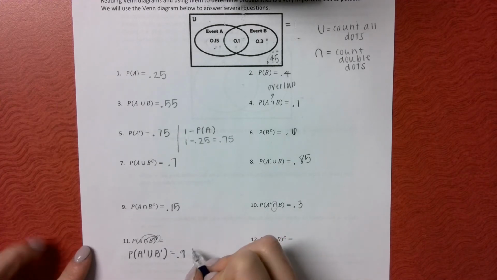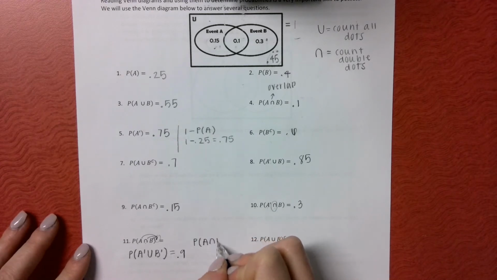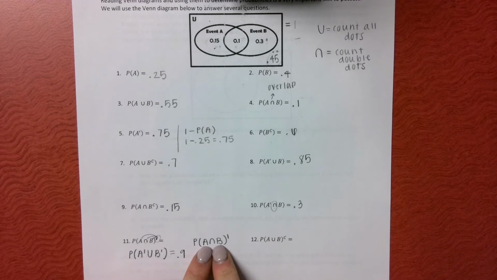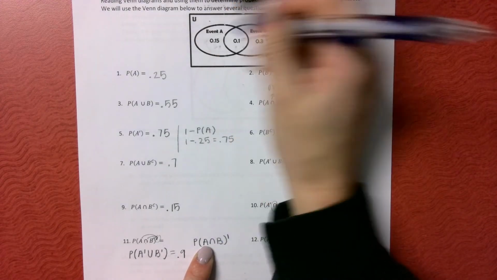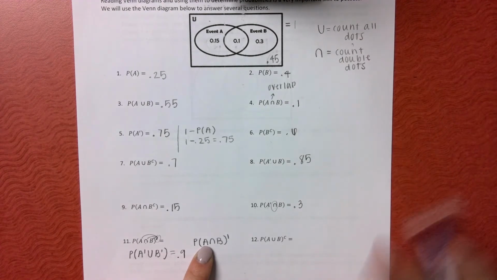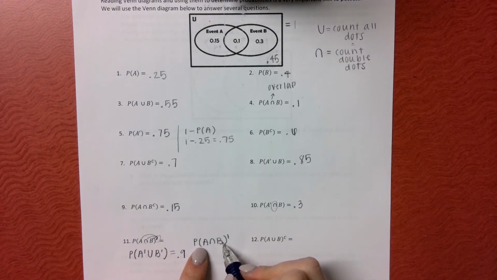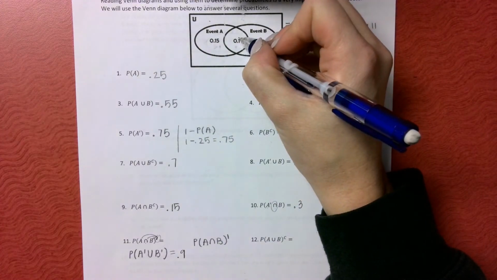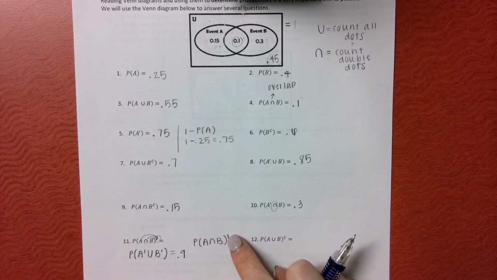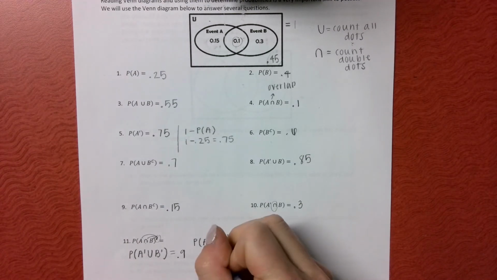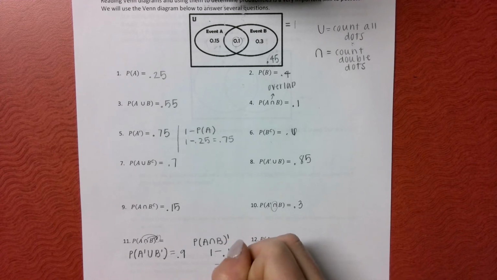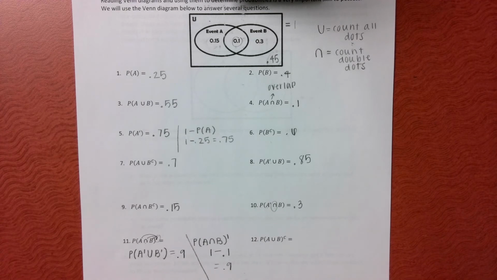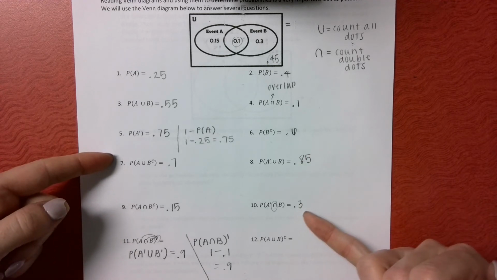Okay, another thing you could do if you didn't like that distributing is you could find what would be in the middle here and then take everything else besides that. So in the middle, I'm looking for A and B, meaning I'm looking for the overlap between A and B. A and B overlap at 0.1, but I don't want that. It's the complement of that. So I would do 1 minus 0.1, which would give me 0.9. Either way, you should get the same answer. I personally like the distributing because then it turns it into a problem just like we saw 7 through 10.